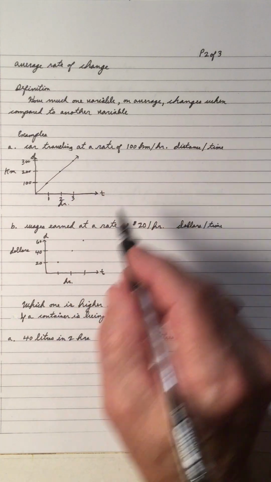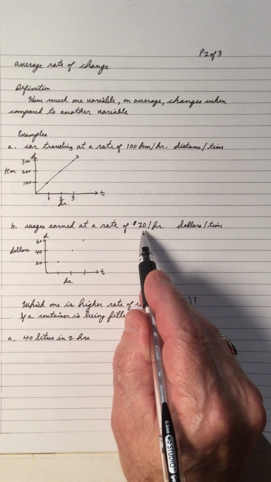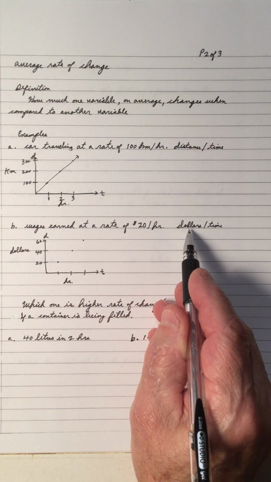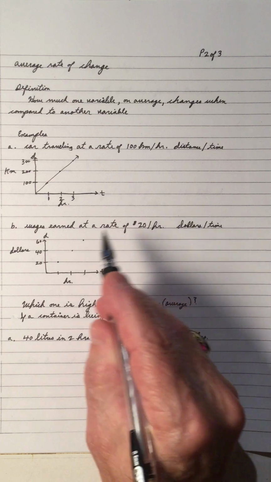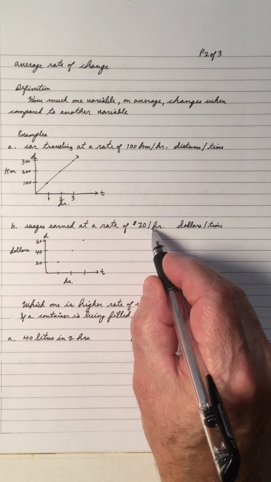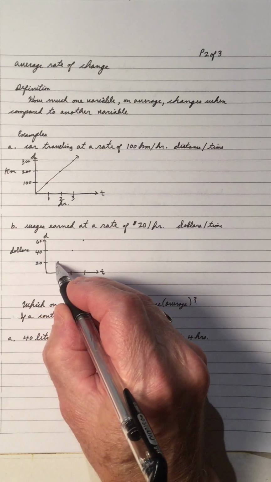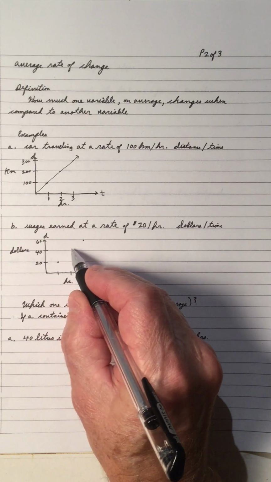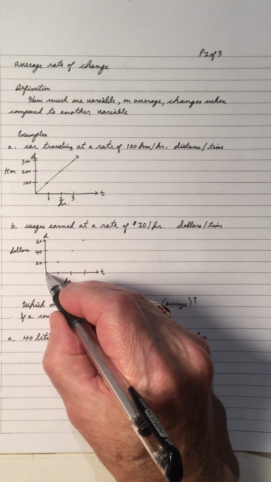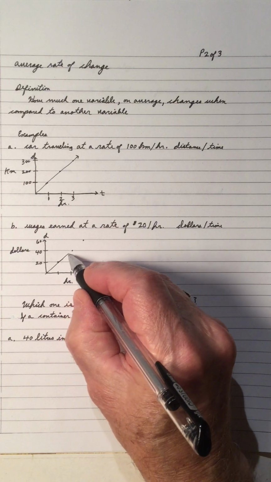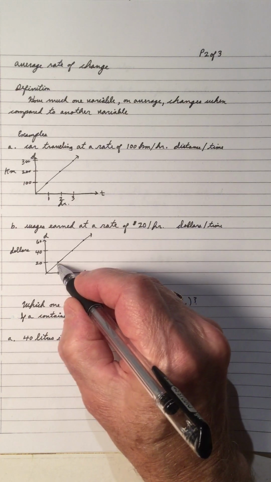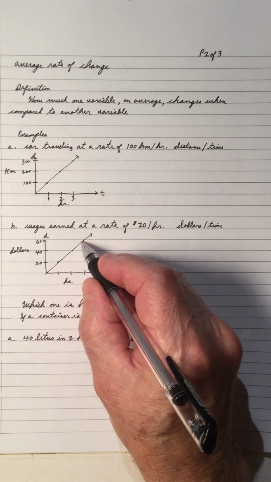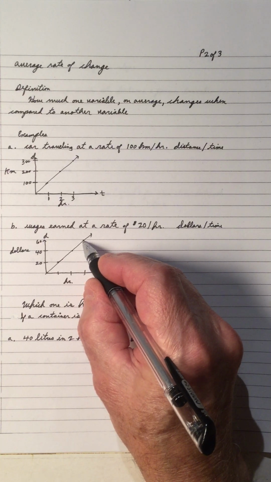Another example: wages earned at a rate of $20 per hour. And again, we've got dollars over time. So $20 per hour. So you go up 20, right 1, up 20, right 1, up 20, right 1. So if you work for 1 hour, you get $20. 2 hours, 40. 3 hours, 60.